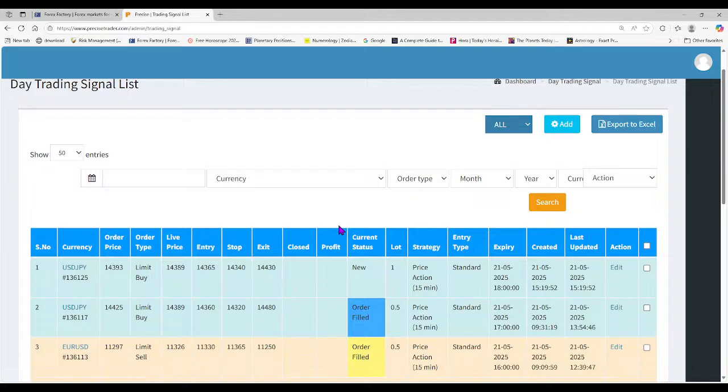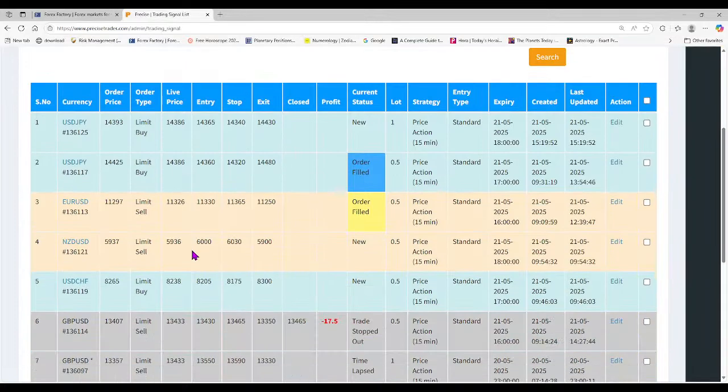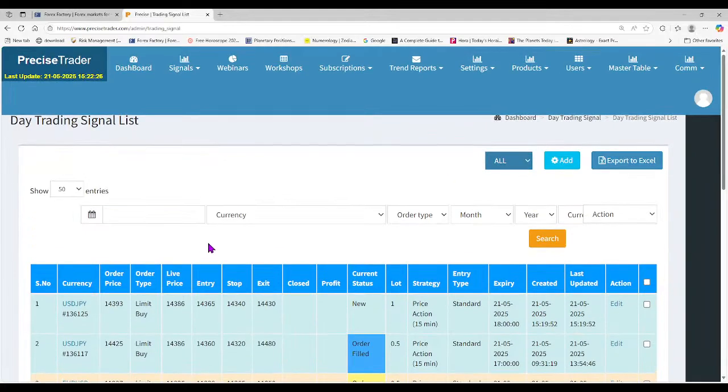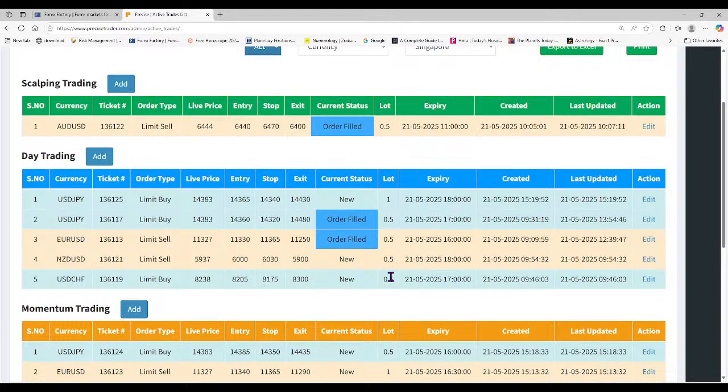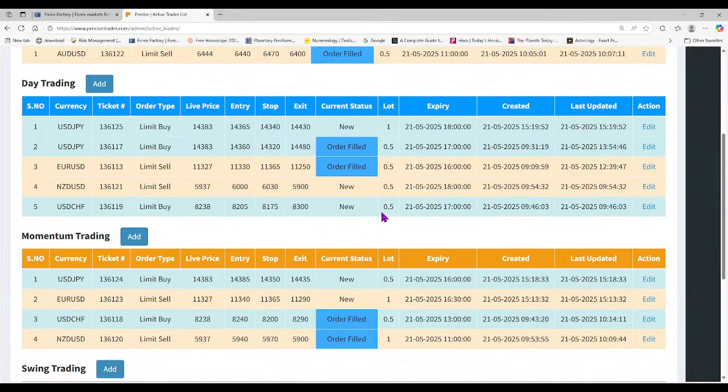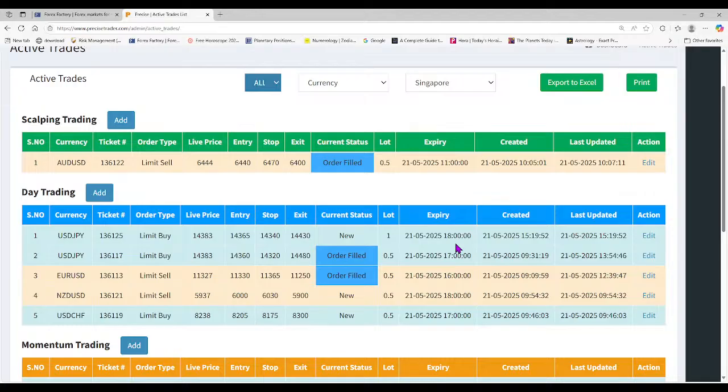Just give me 1 minute. Okay, the dollar yen, the 85 is filled. Hold on. Okay, the 85 buying is filled. So we are into this trade.